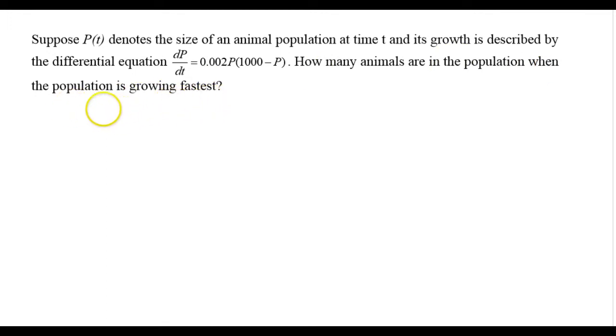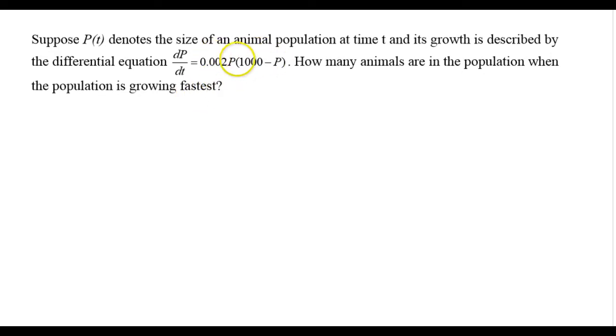This key phrase here, when the population is growing fastest, corresponds to the time when the population is at L over 2, so half the carrying capacity. So we are going to need to know the carrying capacity here so that we can divide it by 2, because that is the population when the population is growing the fastest. That's that inflection point value, the output of that inflection point value that we're looking for.